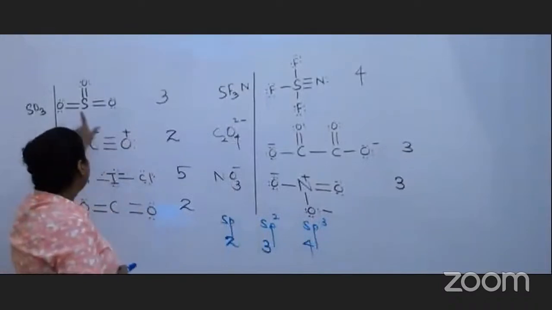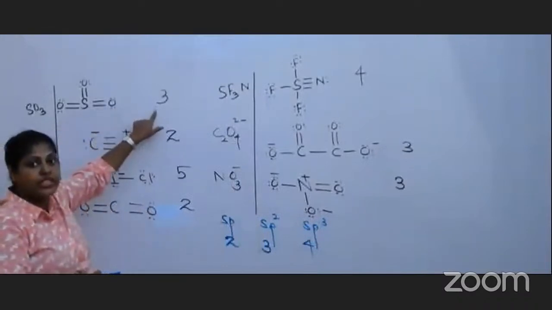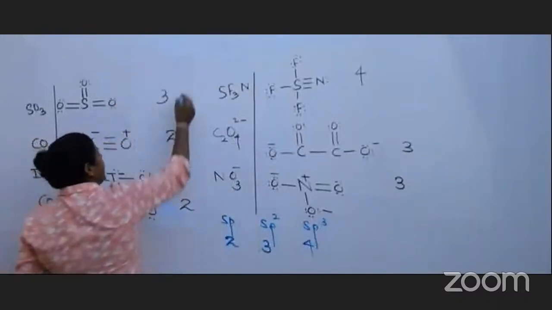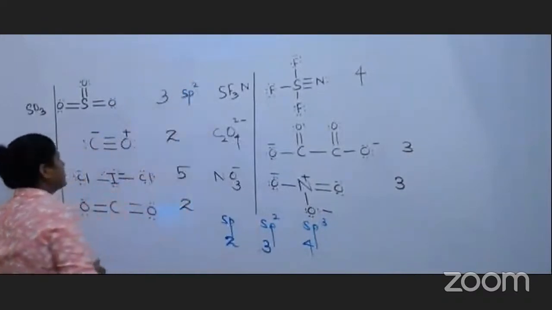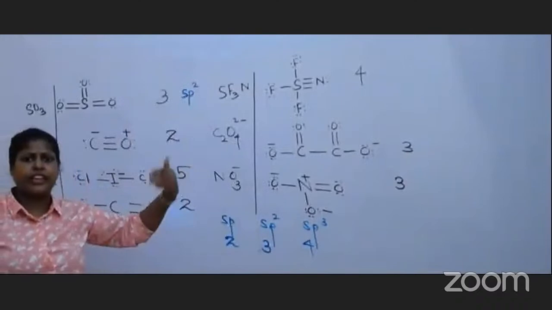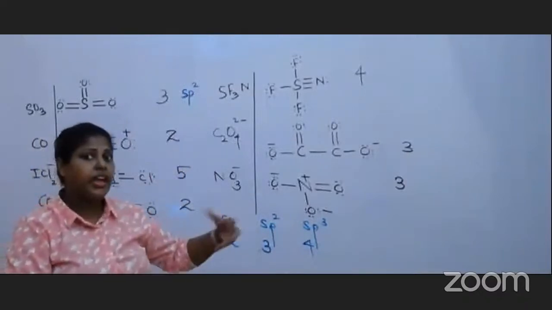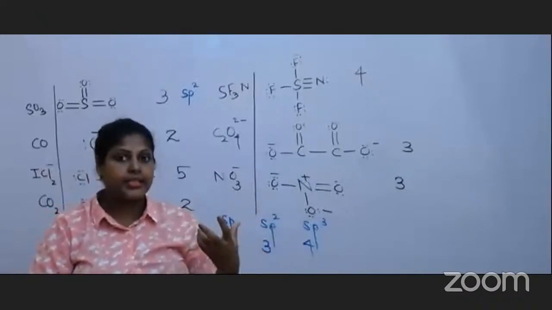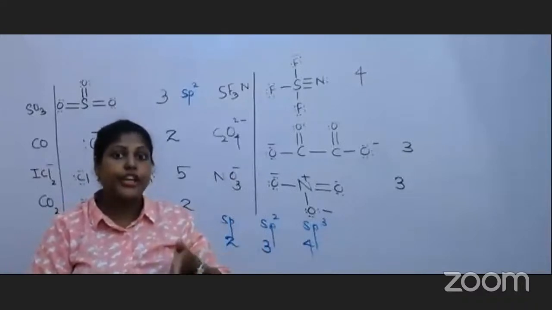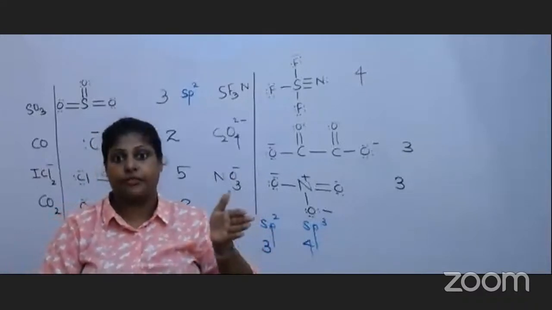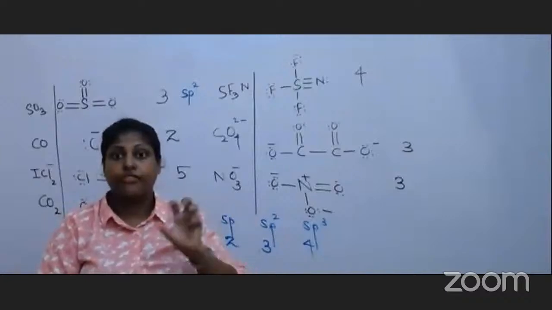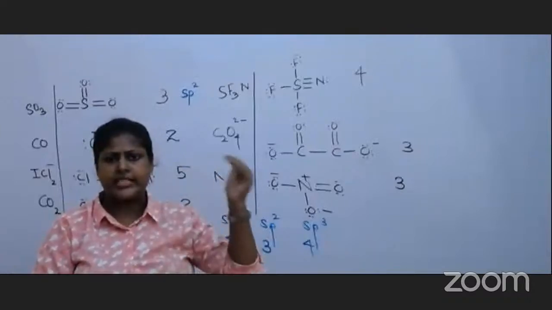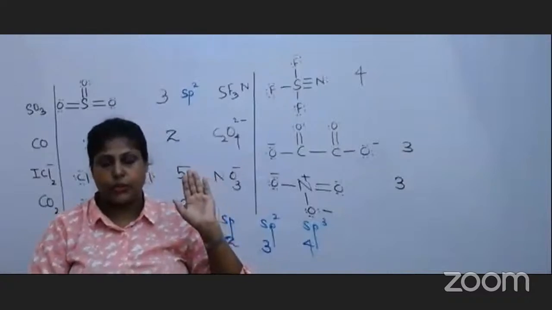Now you can tell the hybridization of the central atom here. 3 VSEPR units, so it has sp2 hybridization. With the hybridization, we can tell the geometry and shape of the molecule. And with the hybridization, we can arrange, in increasing order of electronegativity, the ions or molecules which have the same central atom. We will discuss that part in the next video.